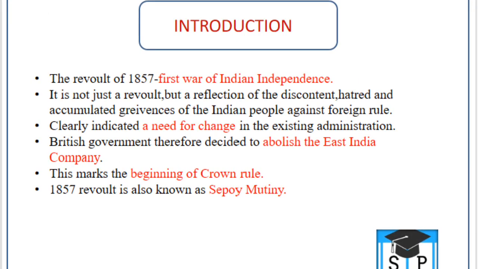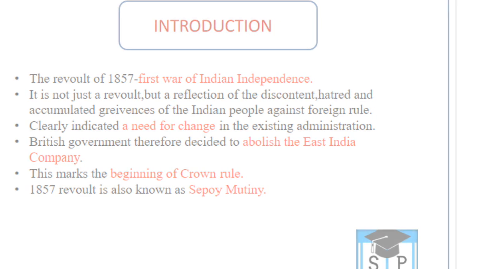Introduction. The revolt of 1857 is always known as the first war of Indian independence. It is also known as the Sepoy Mutiny. The revolt is not just a revolt, but a reflection of the discontent, hatred, and accumulated grievances of the Indian people against foreign rule. This revolt clearly indicated a need for change in the existing administration. Therefore, the British government decided to abolish the East India Company in India. This abolition of the East India Company by the British government marks the beginning of Crown rule in India.